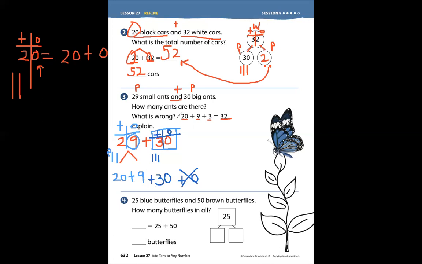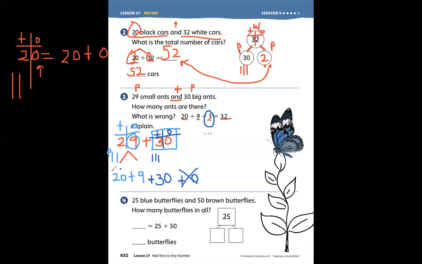Up here it says, what is wrong? 20 plus 9 plus 3. What did they do with the number 3? Why do they have 3? We have 30 or 3 tens. Oh, they didn't look at the number 3 as tens. They looked at the 3 like 3 ones, but that was not how many ones were there.